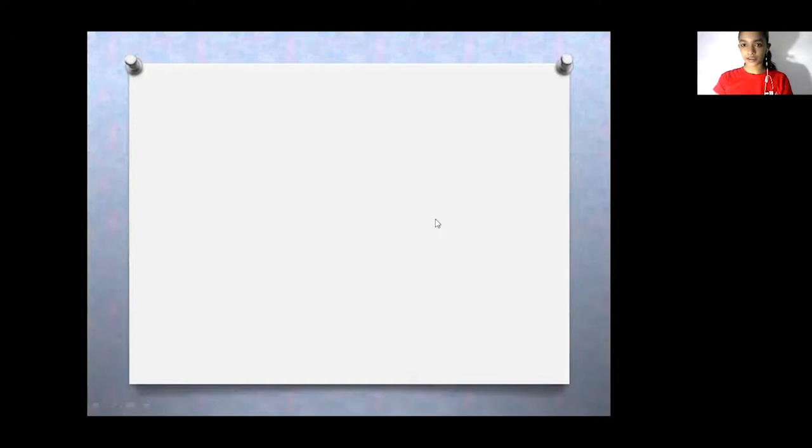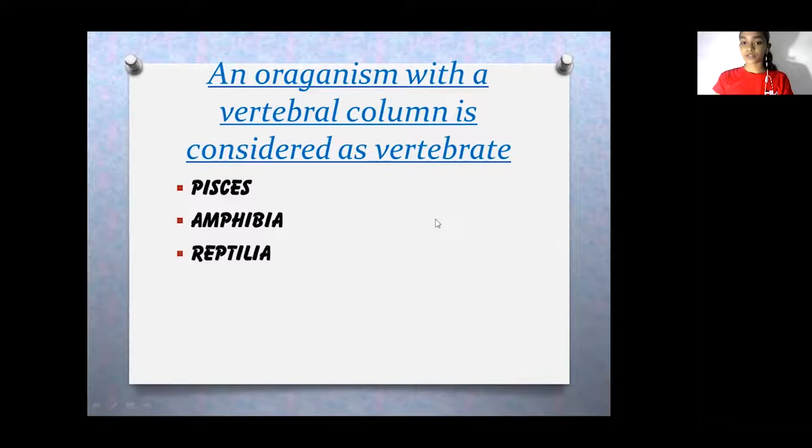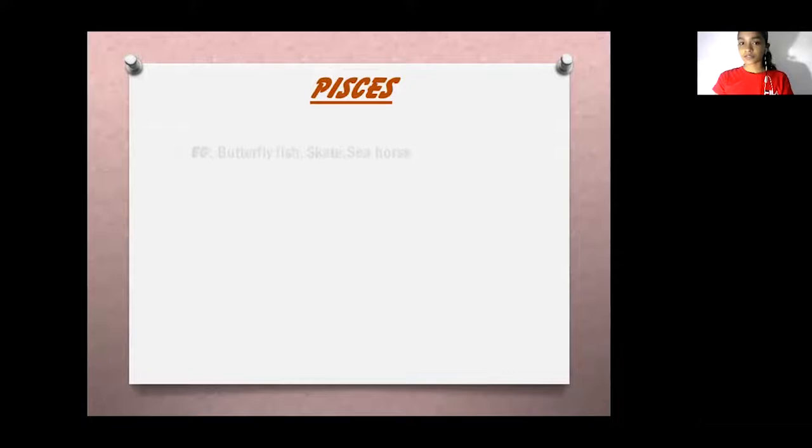First, I introduce what is meant by vertebrates and what are the examples for that. An organism with a vertebral column is considered a vertebrate. Vertebrates can be classified into five groups: pisces, amphibia, reptilia, aves, and mammalia. First, pisces. Examples for pisces: butterfly fish, skates, and seahorse.